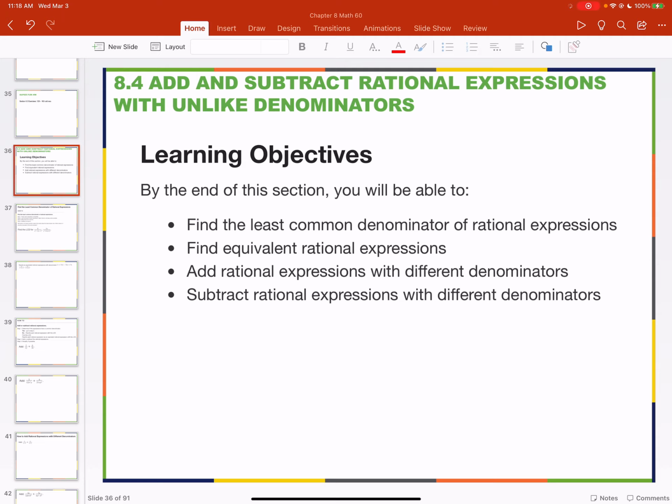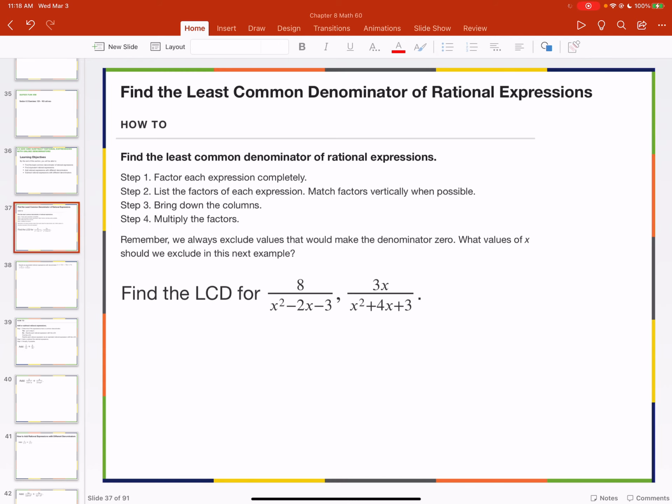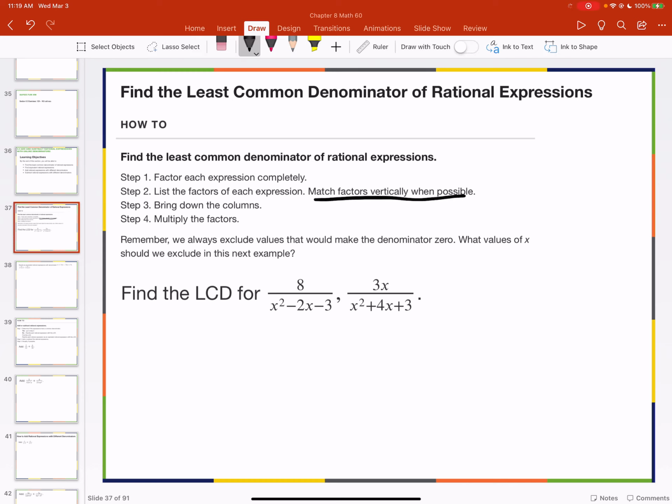So we're going to add and subtract rational expressions with unlike denominators. First thing we need to do is be able to find the LCD, okay? To find the LCD of rational expressions, first we need to factor each expression completely, and then find the set of factors that combine in such a way that every denominator will divide evenly into it. The way the book does it is to match them vertically, bring down the columns, and multiply the factors. I guess we could try that.